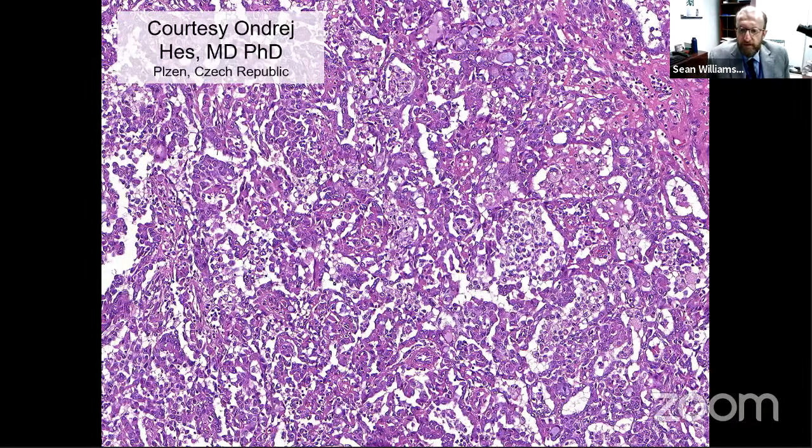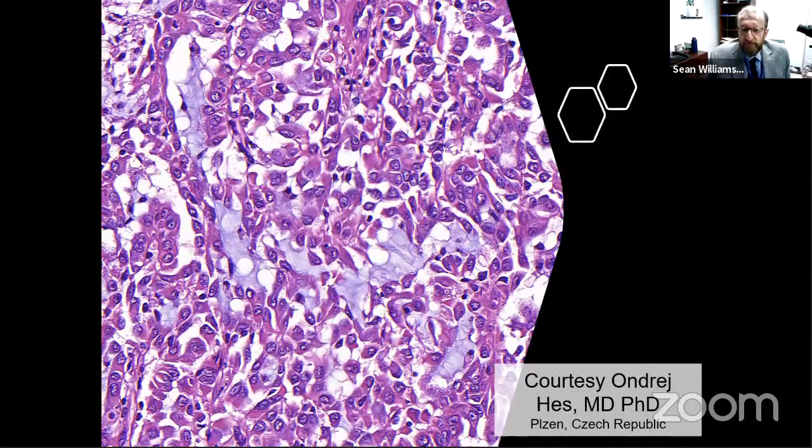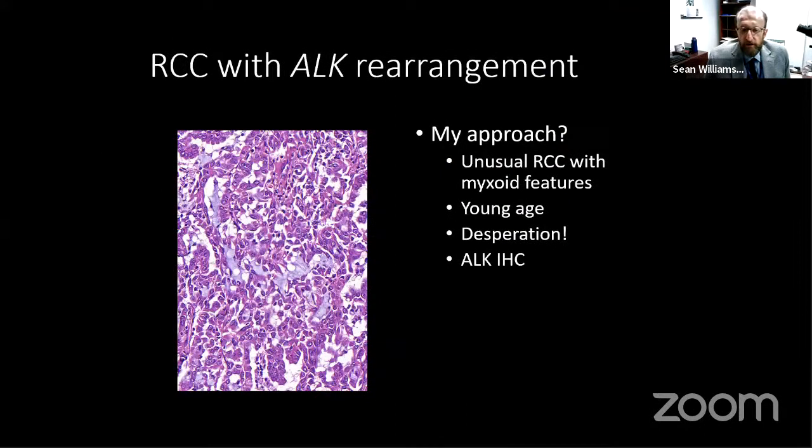So these images are courtesy of Andre Hess from the Czech Republic. You can see this tumor has kind of an eosinophilic, almost papillary-like morphology, but there is some basophilic mucinous material within the tumor. And so the way I approach this is that if I have a renal cell carcinoma with unusual features, some myxoid features, perhaps occurring in a patient of a young age, or I'm just getting desperate and I really can't classify a very unusual renal cell carcinoma, often I will use ALK immunohistochemistry as a screening marker for whether the tumor may have ALK rearrangement.